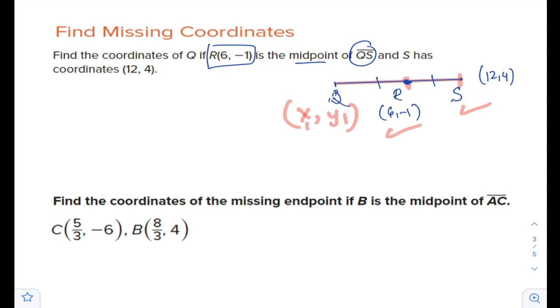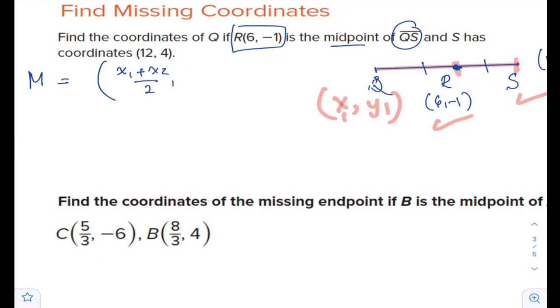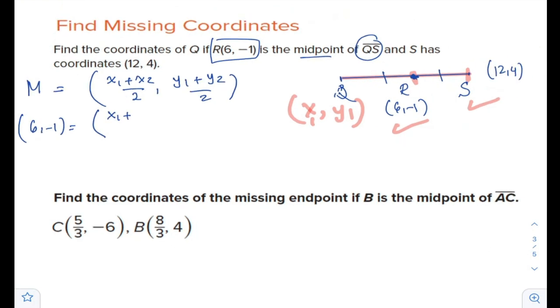So we will not name it as X1, Y1. We are asked to find the coordinate of one of the endpoints. Now let's see here, what do we know? We know the midpoint, so we will use the midpoint formula. Midpoint is x1 plus x2 over 2, y1 plus y2 over 2. We know the midpoint, so we will replace. x1 we don't know, x2 we know, it's 12, over 2, y1 we don't know, and y2 it's 4, over 2.